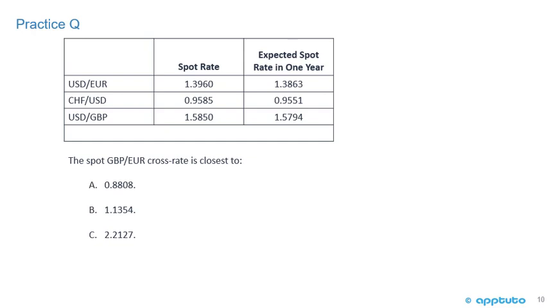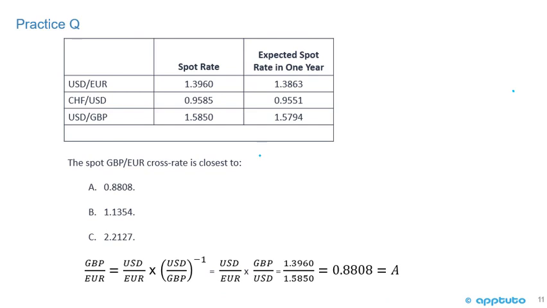So another quick practice question. Again, I've got US dollar to euro, spot rate 1.3960, expected spot rate in 1 year. I've got the Swiss franc to US dollar, 0.9585, and then I have the US dollar to Great Britain pound, 1.585, and again, it's giving an expected spot rate in 1 year. However, the question is asking for the spot rate, Great Britain pound to euro. Cross rate is closest to what? A, 0.8808, B, 1.1354, or C, 2.2127.